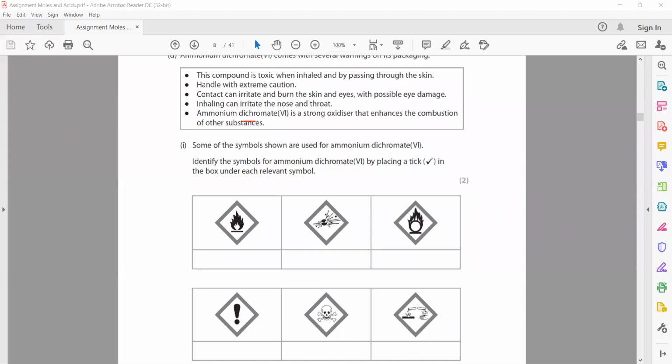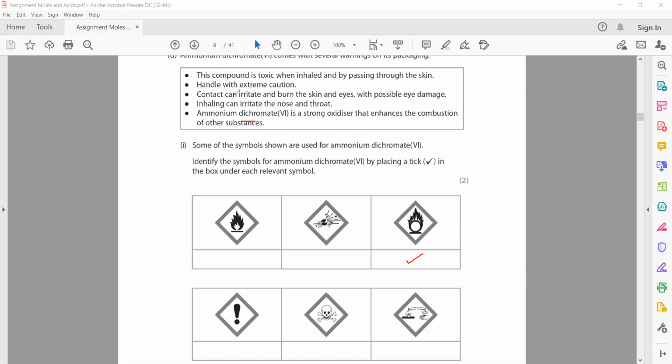Because it is an oxidant, this is the symbol for oxidant. This means it's a violent reaction. This means it's a flammable substance, but itself it is not flammable. It is oxidizing, so it can cause fire or combustion of other substances, but it is not flammable.